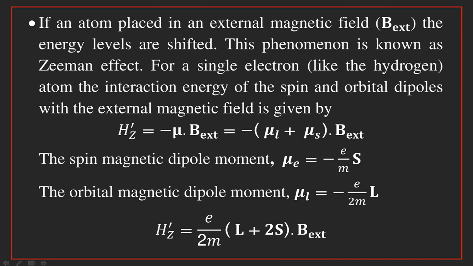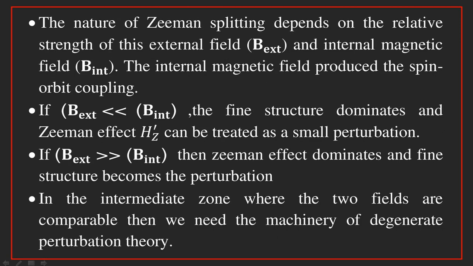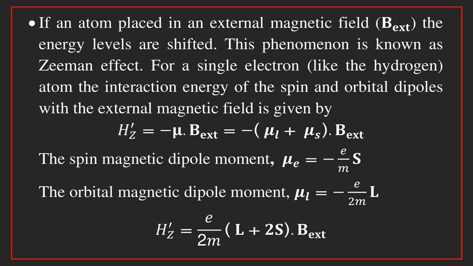Therefore, the energy contribution due to the interaction between the spin and orbital magnetic dipole moments and the external magnetic field will be e by 2m into (L plus 2S) dot B external, if mu_S and mu_L are substituted in this expression. So, the energy will be the average value of this. We have to find the expectation value of this.